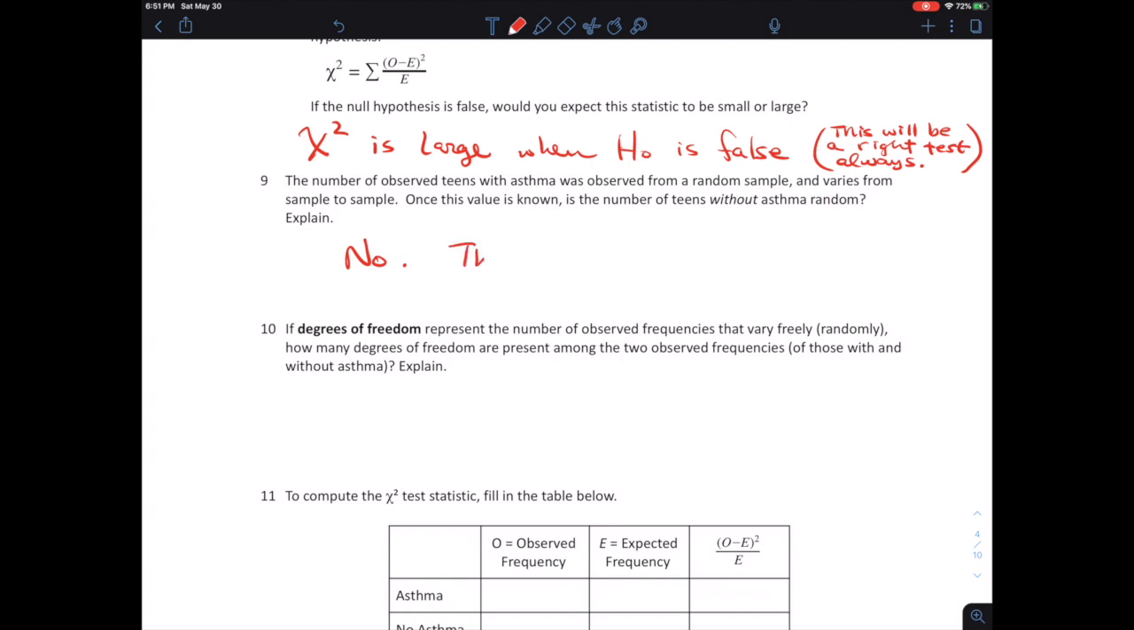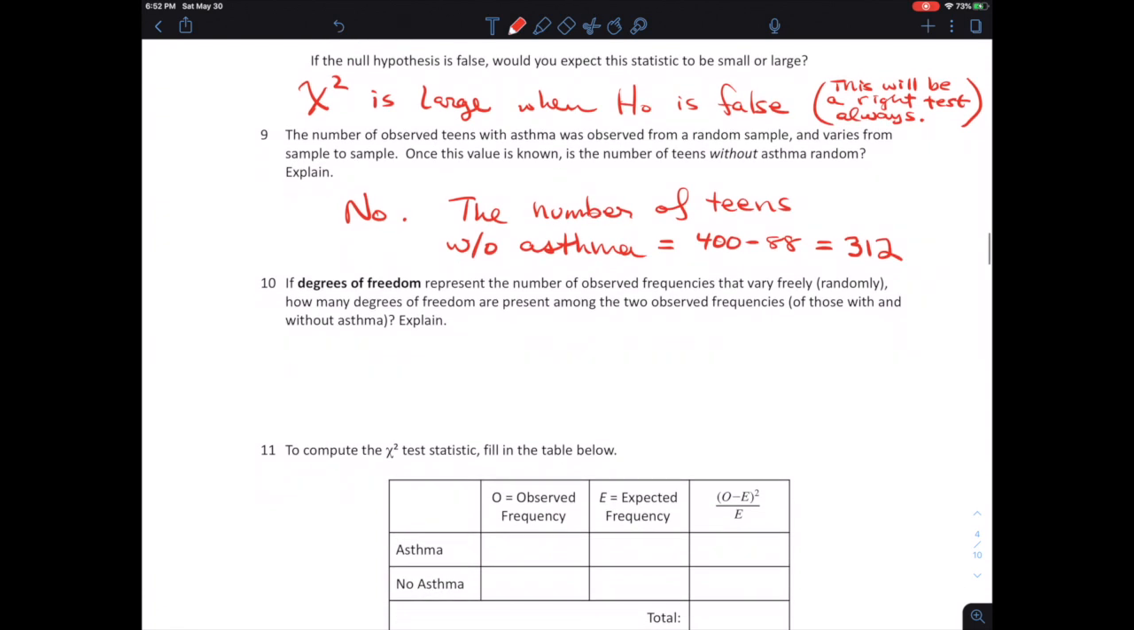The number of teens without asthma had to be the 400 kids minus the 88 with asthma. So it's not random. The 88 kids with asthma, you couldn't have controlled how that would have come out. But the second you knew there were 88 kids with asthma, there had to be 312 without. So only one of these values is random.